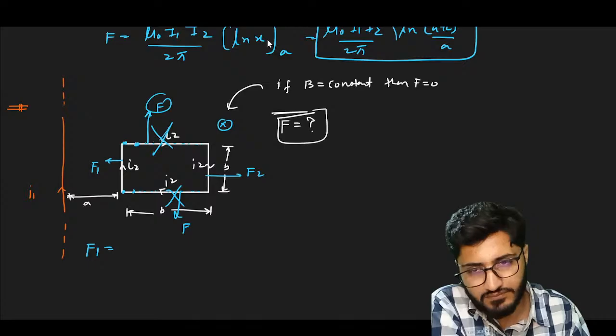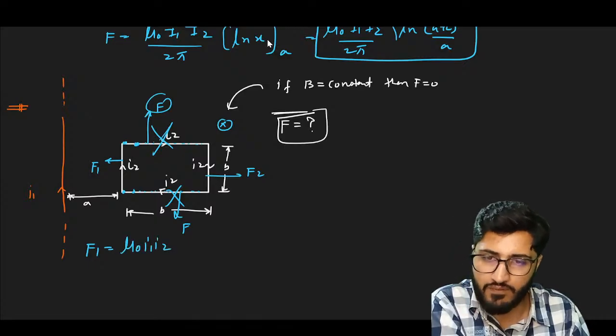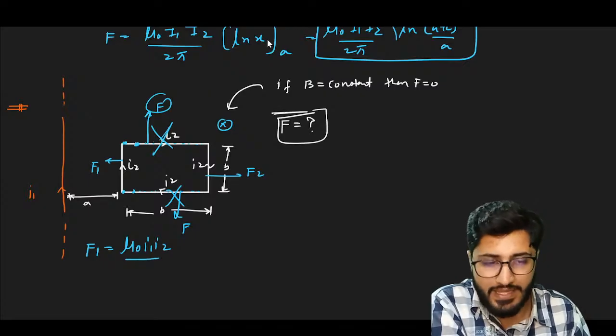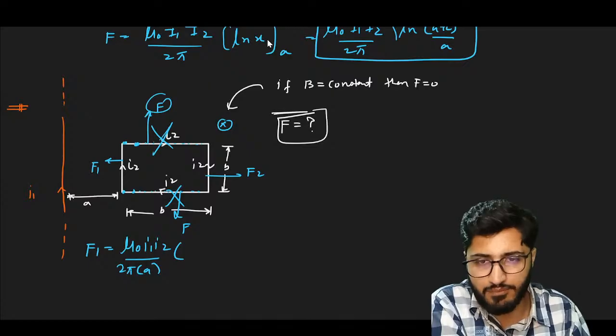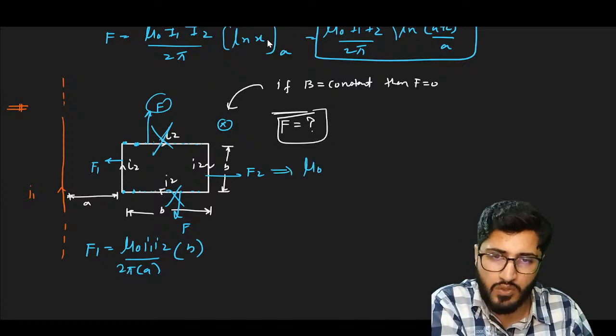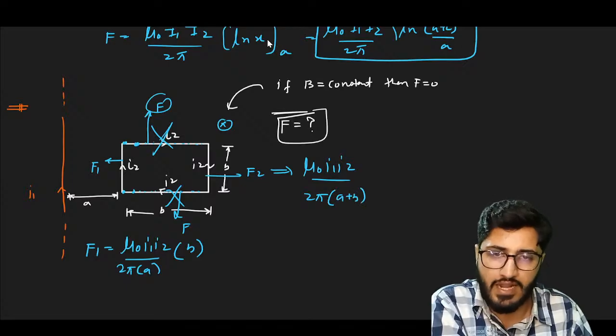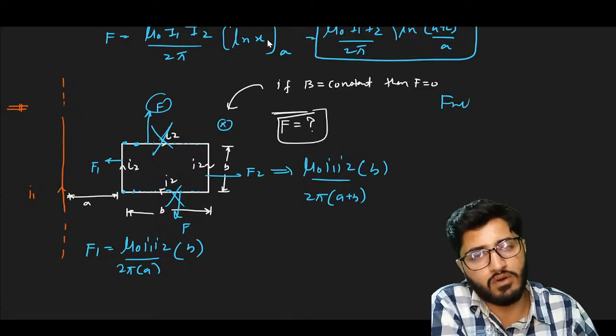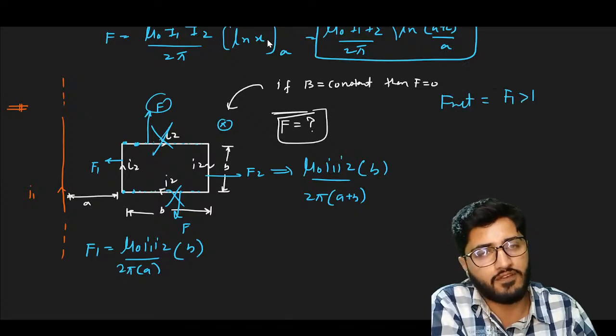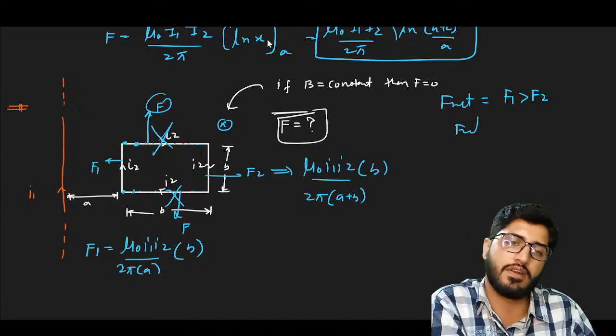What is F1 now? F1 is mu naught I1 I2 divided by 2 pi A, then the length is here B. And F2 is mu naught I1 I2 divided by 2 pi (A plus B), times B. Which one is more? Sir, obviously F1 is more than F2. So I can write F net equals F1 minus F2.